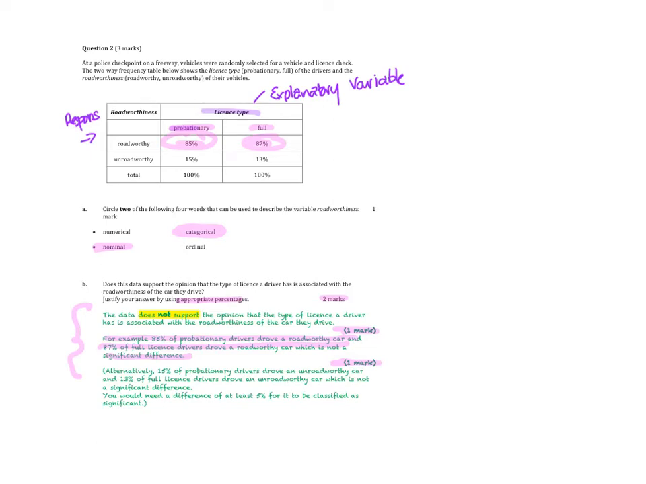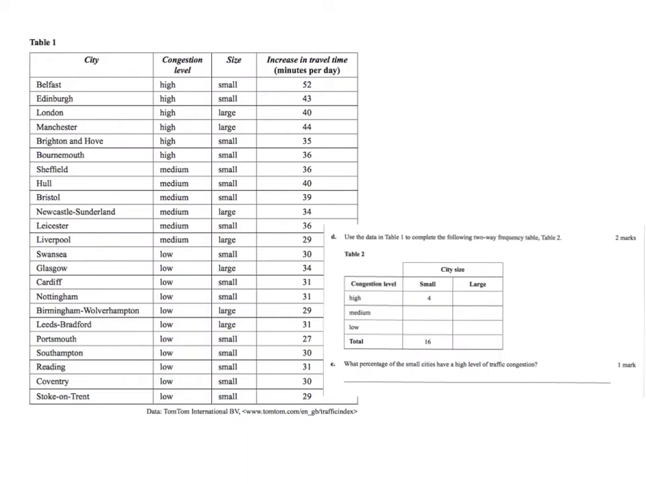You don't have to worry about stressing out. You can copy the wording, just change the numbers or change whatever the scenario is. So I believe, oh no, that's okay. We'll do this one. Use the data in table 1 to complete the following two-way frequency table. So what you need to do is, this was in an exam, obviously a recent one, you have to complete it.